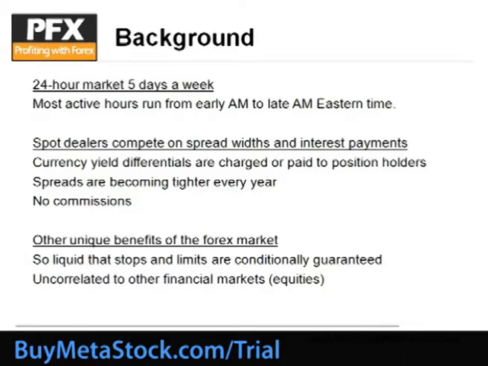And one of the great things from a retail perspective, so from my perspective and your perspective, is that there's a lot of competition out there amongst the dealers, because it's one of the few markets out there that's growing as far as new accounts in double digits every year. So spot dealers are competing on spread widths and interest payments, which are two of the big things that I see them competing on, and they'll also compete on functionality and speed of execution and customer service, etc. But the big thing here is that spread widths and interest payments are something that will affect you specifically.